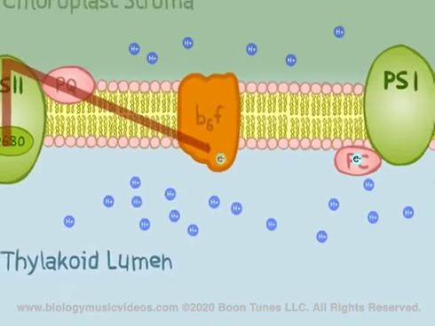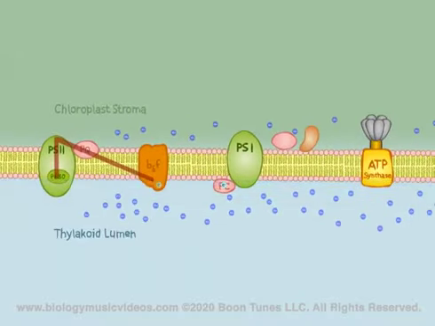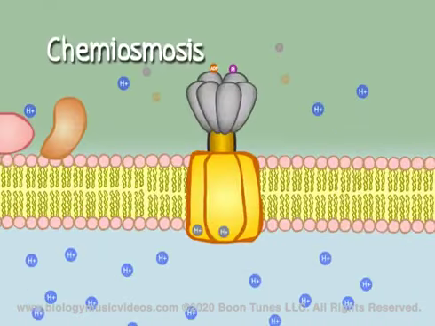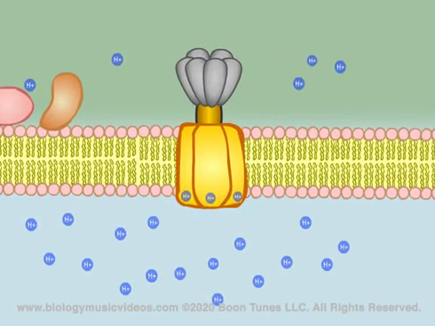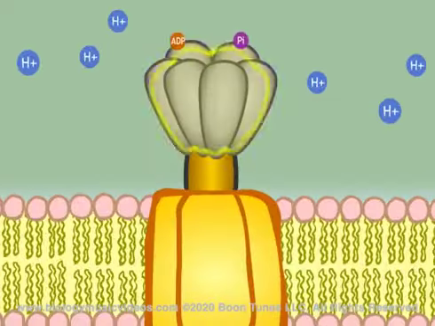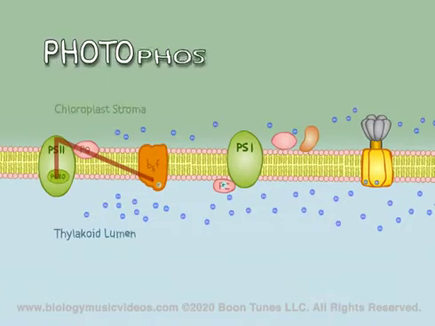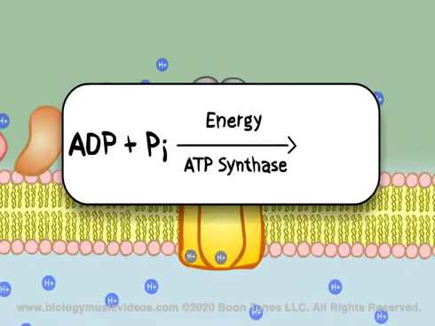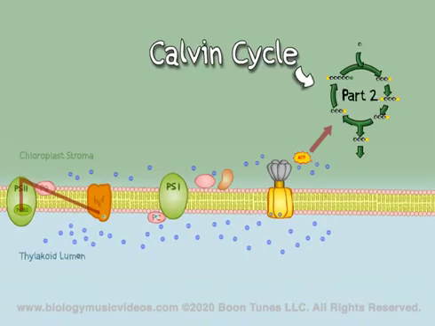Some of the protons then head back to the fluid-filled stroma, and in fact, they leave the thylakoid lumen space through the enzyme ATP synthase. This is the chemiosmosis that powers ATP synthesis. As the protons pass through this enzyme, it spins around like a turbine. This releases energy, which binds phosphate with ADP. This step, for your information, is photophosphorylation. When ADP and phosphate bind, ATP is formed. And keep in mind, it has a special job to do in the Calvin cycle, or part 2.